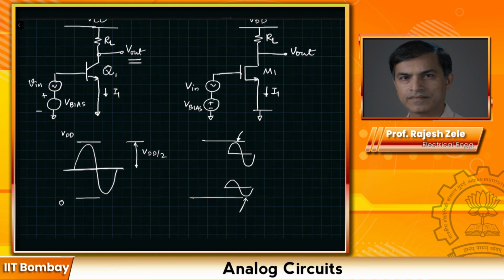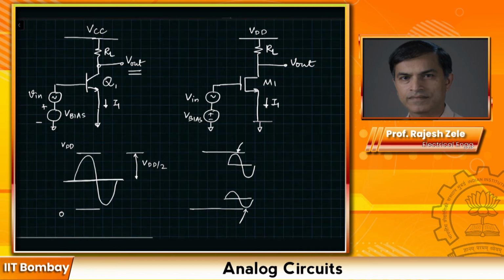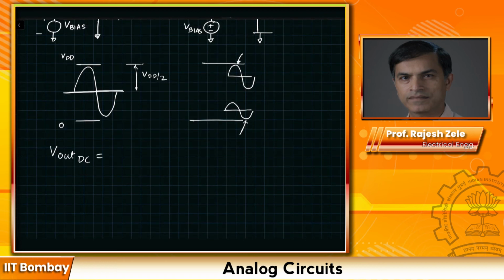So the first observation for both the circuits is the DC output voltage. What should be the DC output voltage? And once you realize that, things become very easy for you. So Vout DC is equal to VDD divided by 2 because that gives you the maximum swing, or VCC divided by 2. Now let's do the bipolar AC analysis.